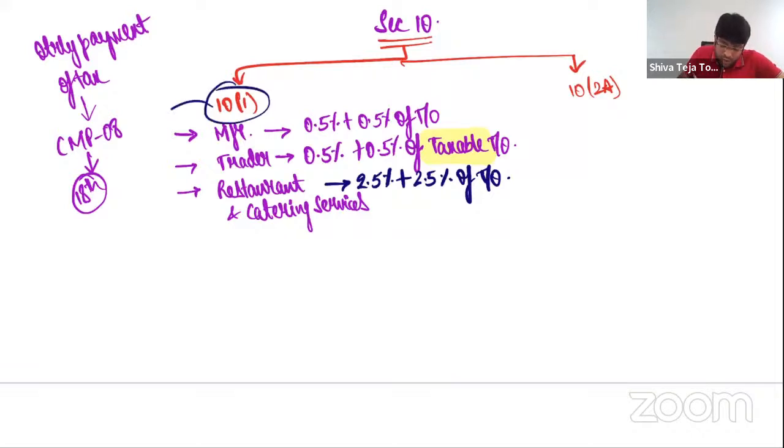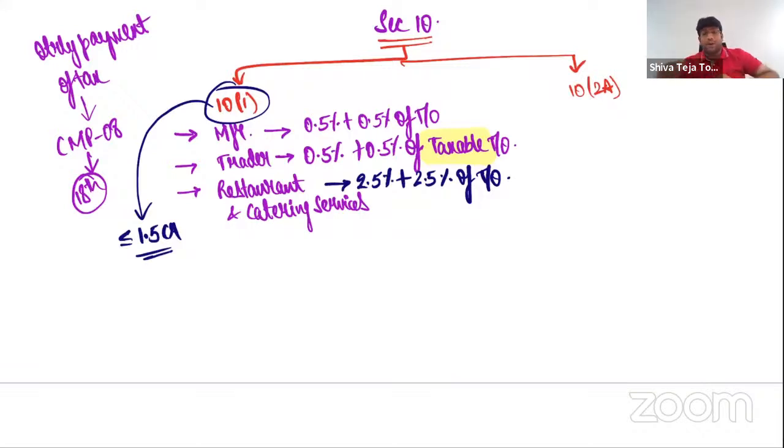And who can go for composition scheme? Only those categories of persons whose turnover does not exceed 1.5 crores. In some states, 8 states like Arunachal Pradesh, Meghalaya, Manipur, Mizoram, Nagaland, Sikkim, Tripura and so on, it is 75 lakhs. But the general limit is 1.5 crores.